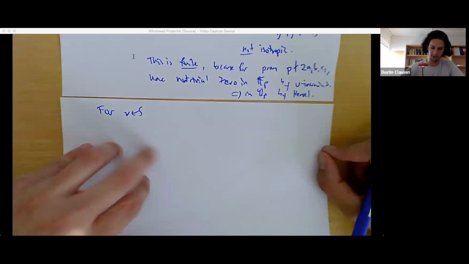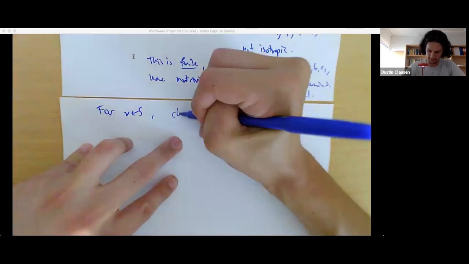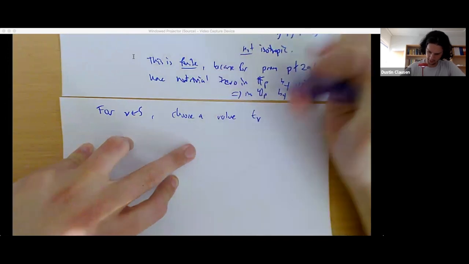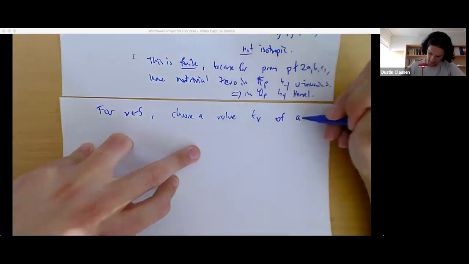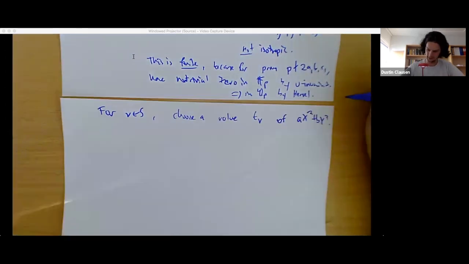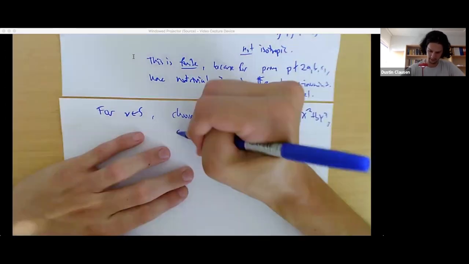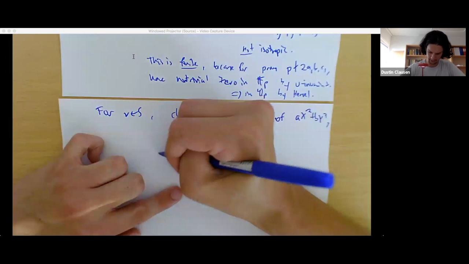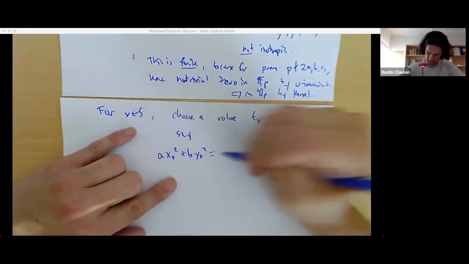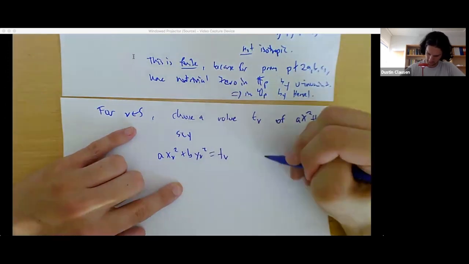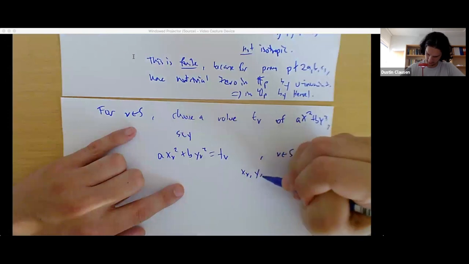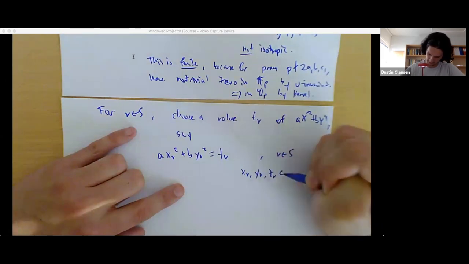So we're again just going to choose a random value, t nu of ax squared plus by squared. So let's say a x nu squared plus b y nu squared equals t nu for nu in S. And all of these, x nu and y nu and t nu, are all going to be in Q nu.